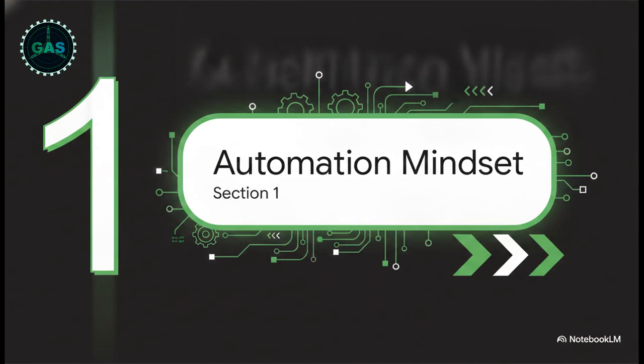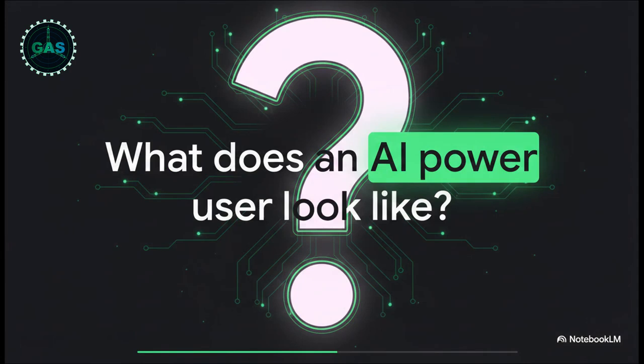Okay, let's kick things right off with section 1, the automation mindset. To really be a power user, we basically have to flip our whole way of thinking. We need to focus on building systems that do the heavy lifting for us. So ask yourself, what does an AI power user actually look like in practice?